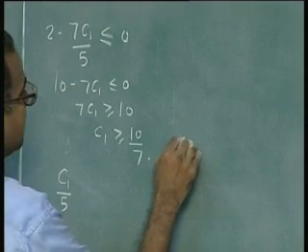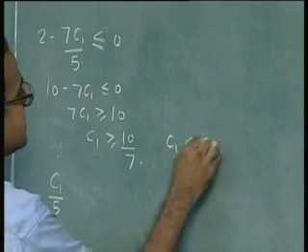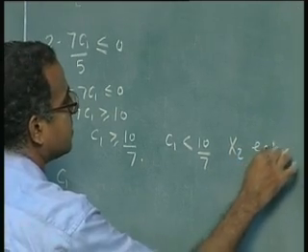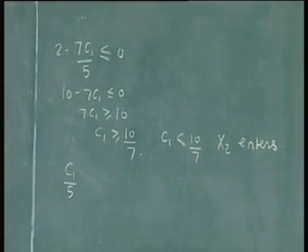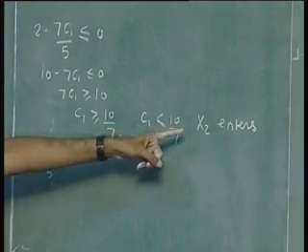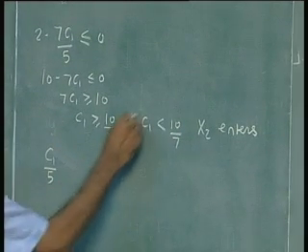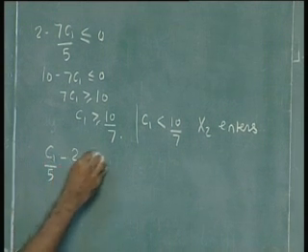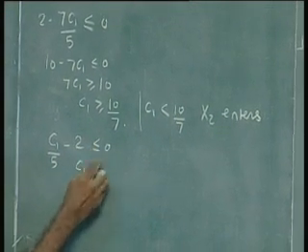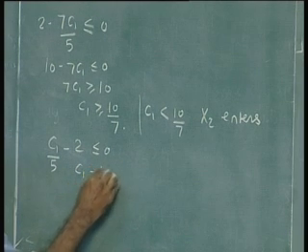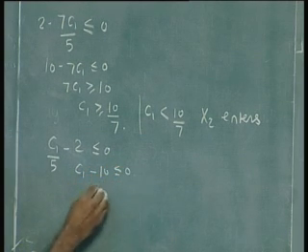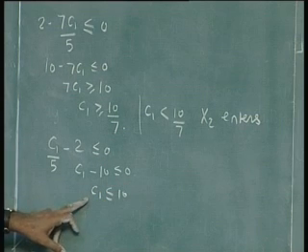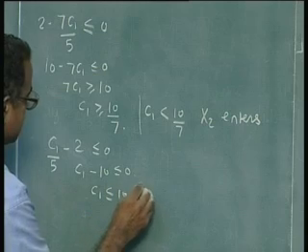Now for the other one, C2 minus Z2 is negative when C1 is greater than or equal to 10 by 7. When C1 is less than 10 by 7, variable x2 will enter. Now here, C1 by 5 minus 2 is less than or equal to 0. So C1 minus 10 is less than or equal to 0, C1 less than or equal to 10, it will continue to be optimal.